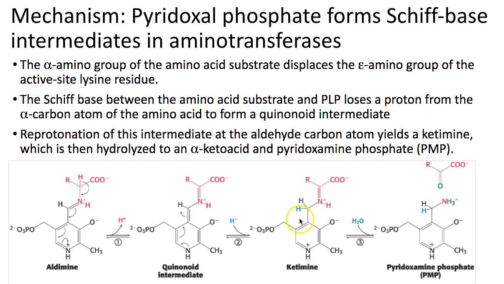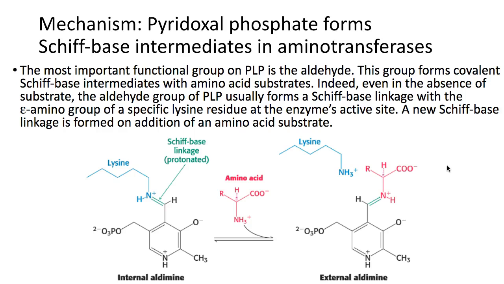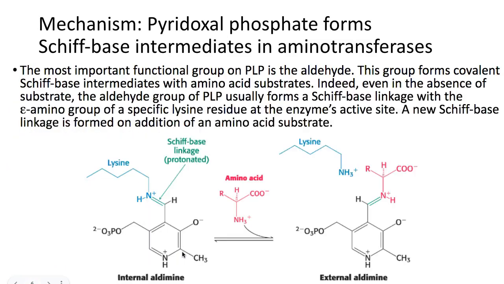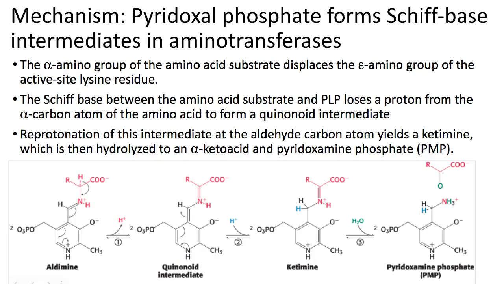Then from there, there's some restructuring that's happening. There's some deprotonation and protonation. And then finally, you have hydrolysis that ends up releasing the alpha-keto acid. So that is generally where it gets released, and the other product is PMP.